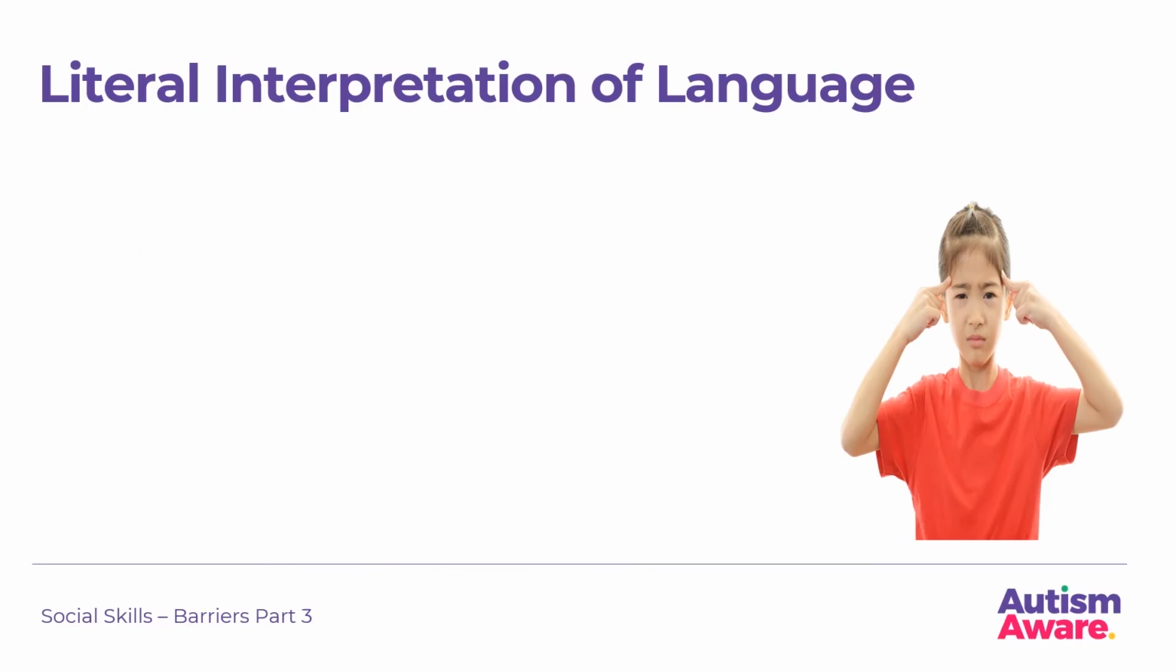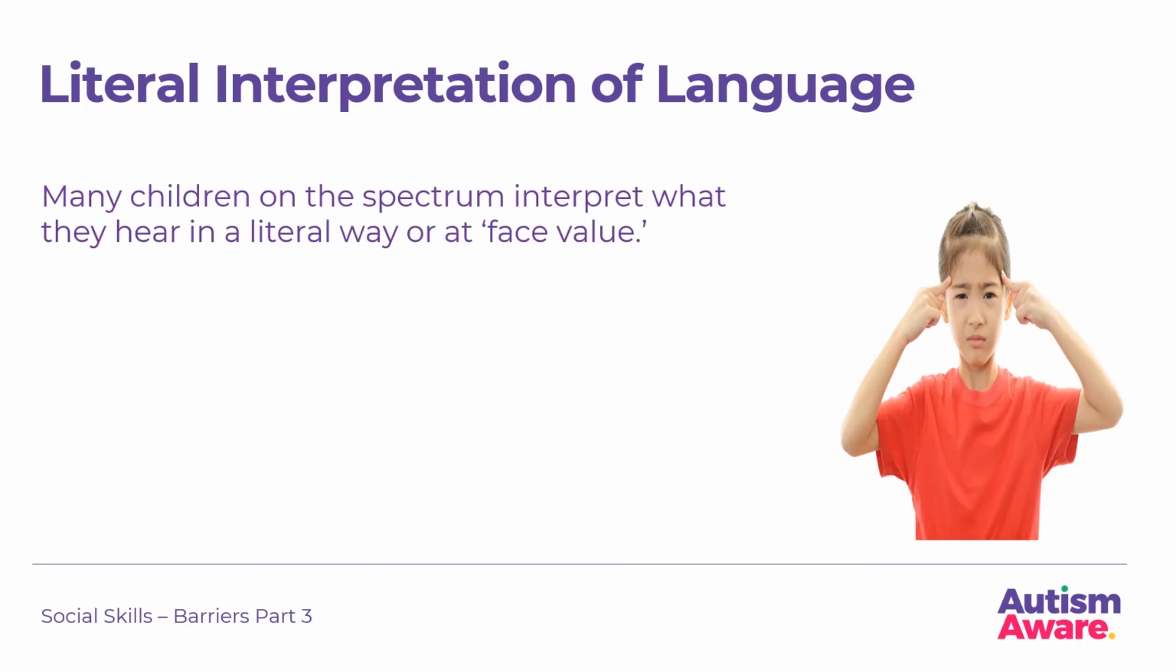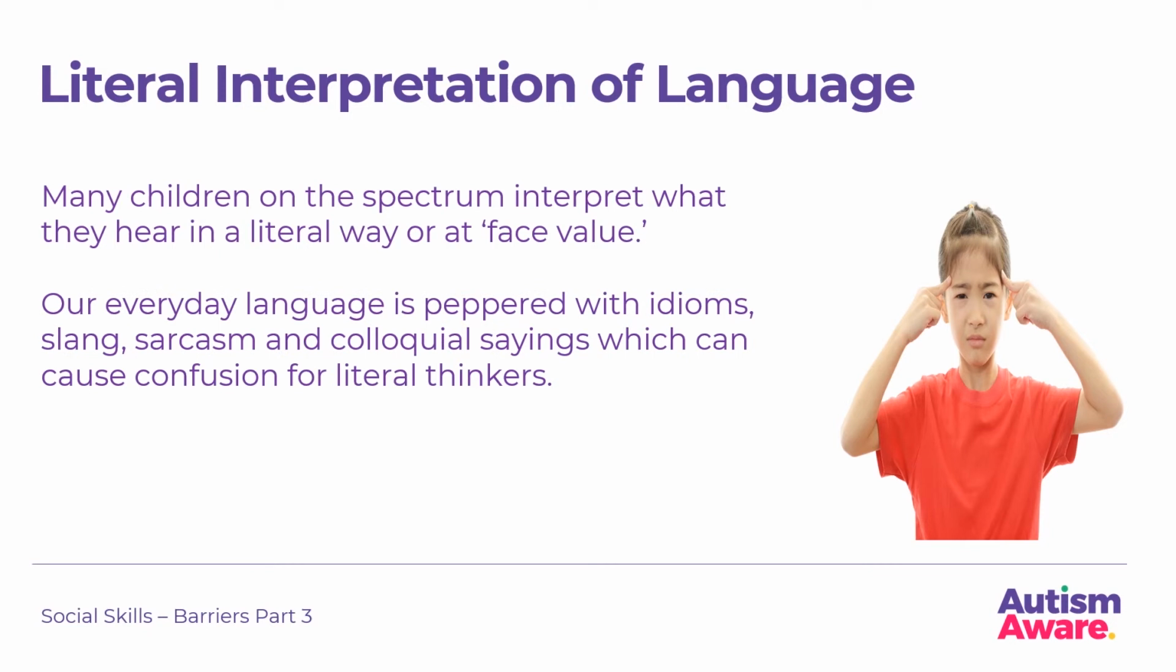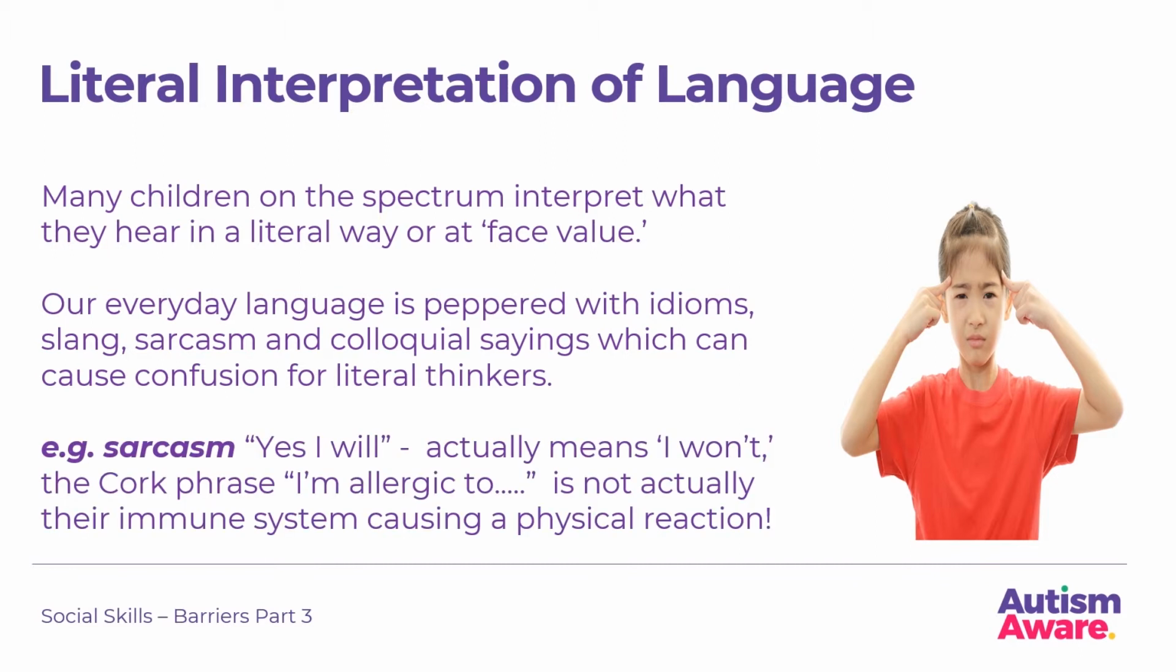Literal interpretation of language. Many individuals on the spectrum interpret what they hear in a literal way or take it at face value. Our everyday language is peppered with idioms, slang, sarcasm, and colloquial sayings which can cause confusion for literal thinkers. For example, sarcastic, "yes, I will," actually means "I won't." The Cork phrase, "I'm allergic to," is not actually their immune system causing a physical reaction, but rather a mental aversion to a certain topic or item.